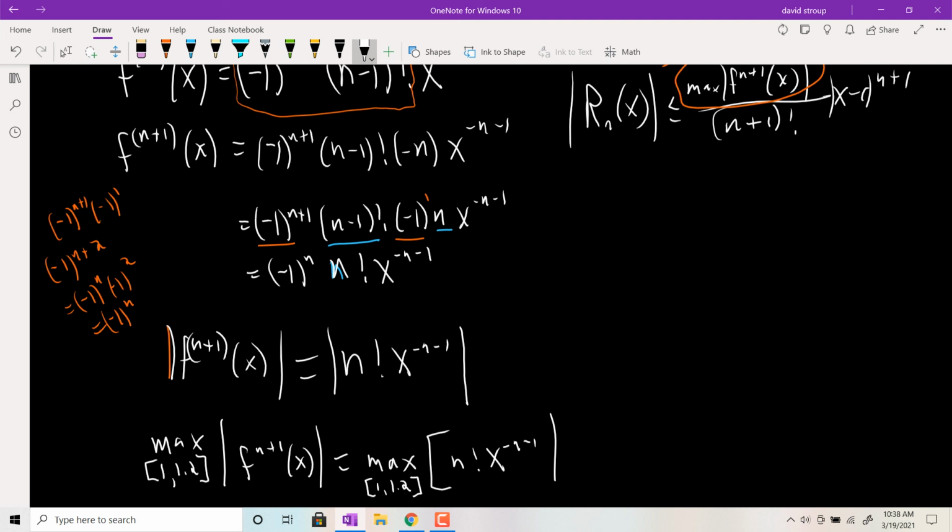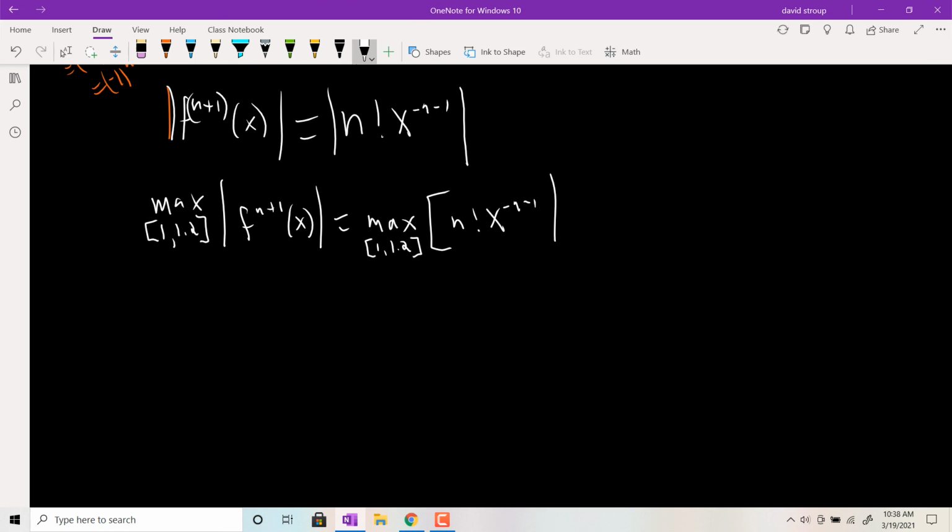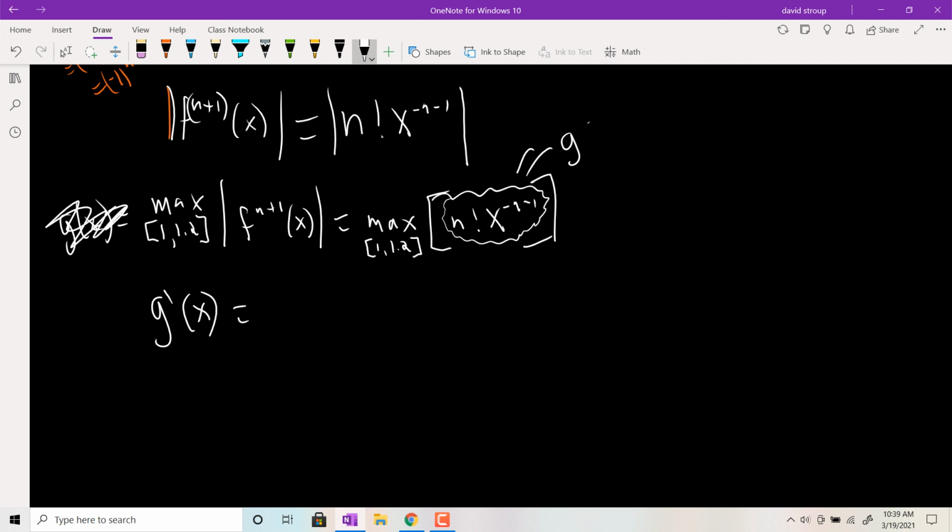Okay, so here we go. How do I maximize this thing? Well, Calc 1 says you take its derivative, find the critical numbers, all that jazz. So that's what we do here. Let's call this something else. Let's call it g of x. Well, no, we don't want to call the max that. It's this thing we want to call g of x, and we want to take the derivative of that to maximize it.